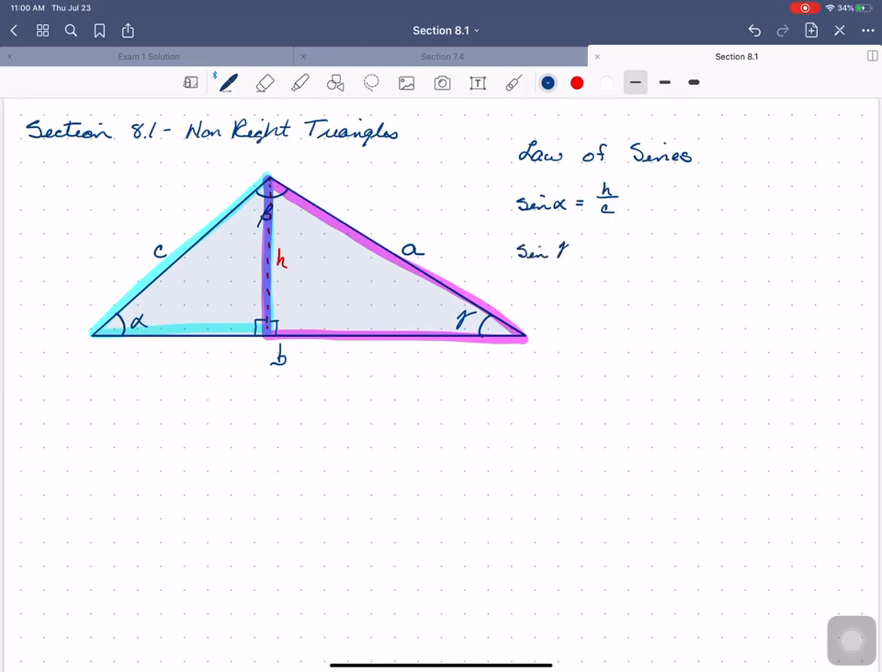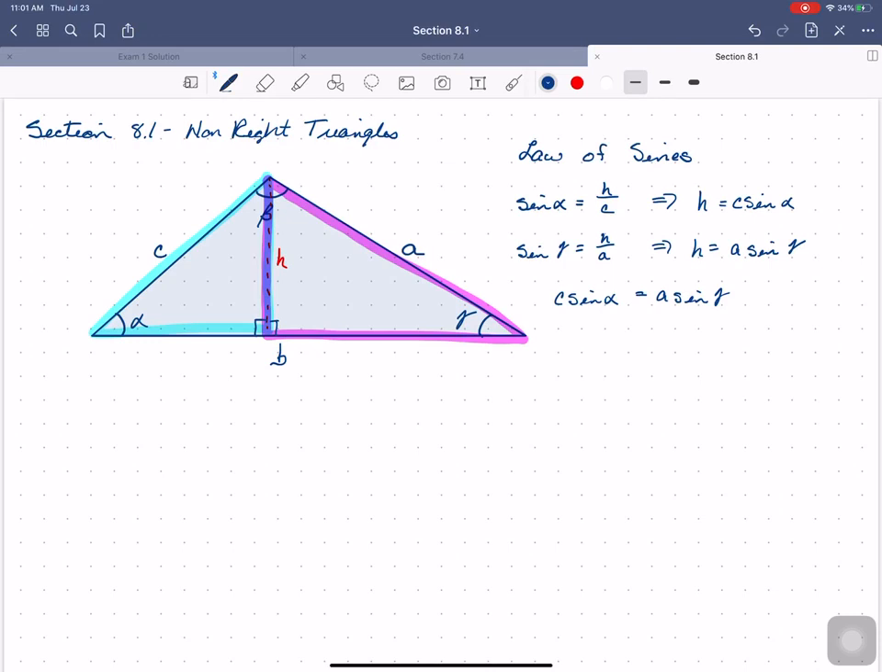Now looking at the pink right triangle, the sine of gamma is H over A. So if we rewrite each of these things, that means that H is equal to C sine alpha, and H is equal to A sine gamma. Well, H is H, so that means that C sine alpha is equal to A sine gamma. And this is going to quickly lead us to the law of sines.